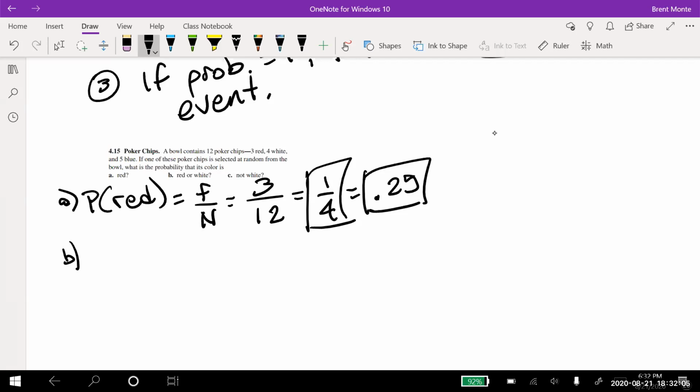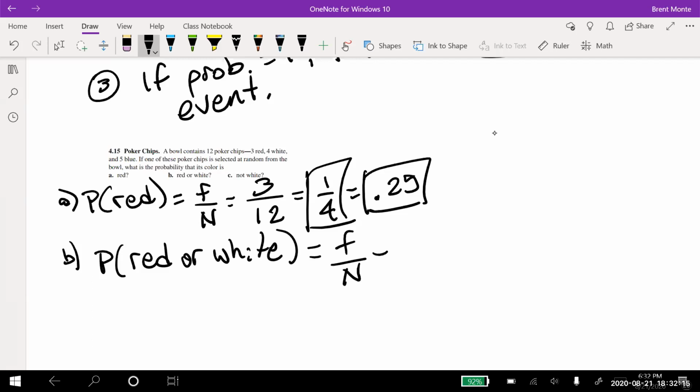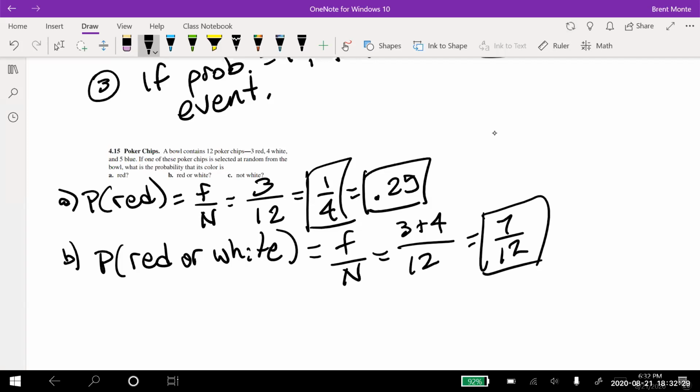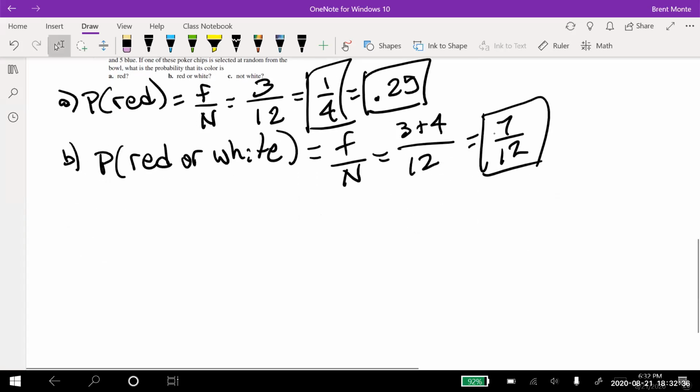All right, so part B, what's the probability it's red or white? Well, in that case, it's F over N, of course, 12 possible, and we just add up how many are either red or white. Well, there's 3 red and there's 4 white. So there's a 7 out of 12 chance that the poker chip will be red or white. Again, we can get a decimal if we want to. That's not going to be as nice a decimal, and I can't do it in my head, so I'll just leave it there. And then lastly, what's the probability that it's not white?